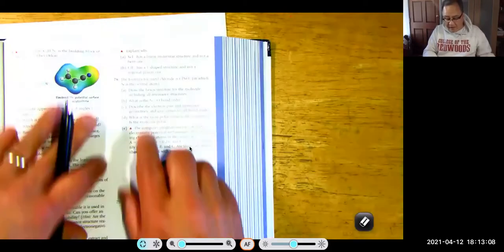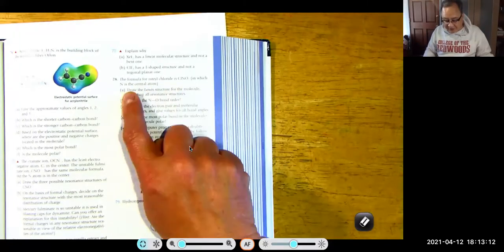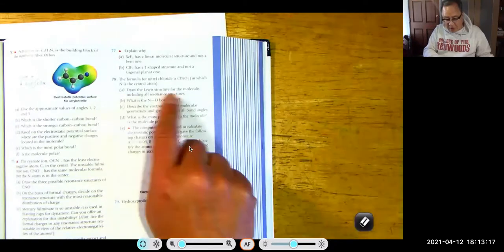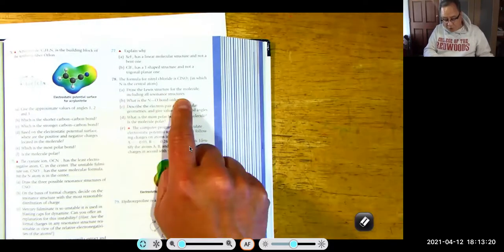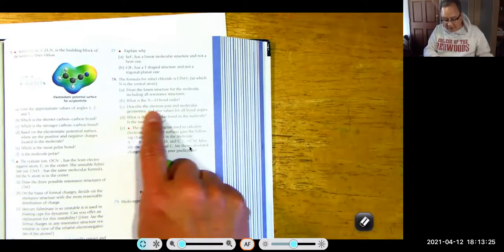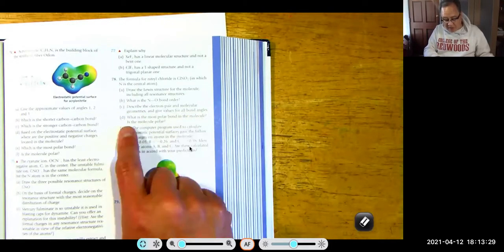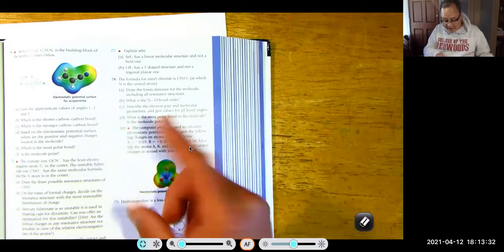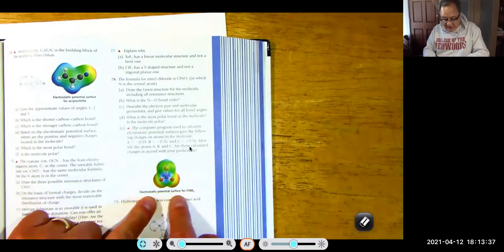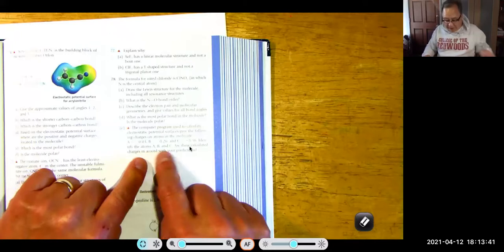Okay, the formula for nitryl chloride is ClNO2, in which the nitrogen is the central atom. Draw the Lewis structure for the molecule, including all resonance structures. What is the NO bond order? Describe the electron pair molecular geometries and give values for all bond angles. What is the most polar bond? Is the molecule polar? And here is the electrostatic potential surface, identifying the atoms A, B, and C in this molecule.